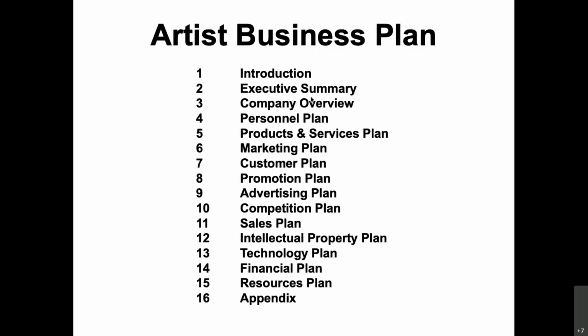The next section of your artist business plan is that of customers. And as I'd mentioned to you before, there are lots of little mini plans in your business plan. And we've gotten up to part 7. We started with part 3 being your company overview. We looked at your personnel. We looked at your products and services. We put together a plan for your marketing. And now we're up to the plan for your customers.